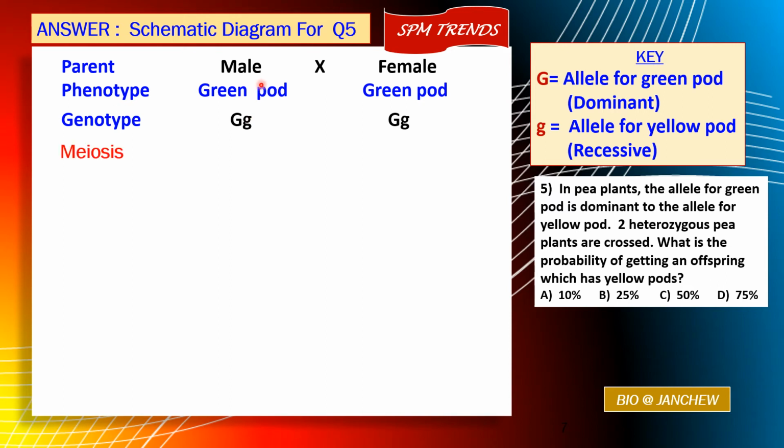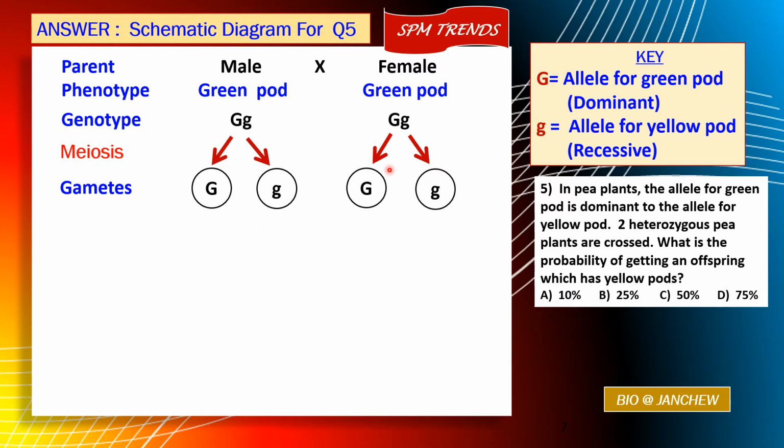Next, meiosis occurs and homologous chromosomes separate during anaphase 1. So the alleles will also separate from each other. This means that the gametes formed will have only one allele each. So let big G separate from small g here. So 50% of the gametes will have the allele big G, 50% will have the allele small g. Same for this plant. Separate the two alleles.